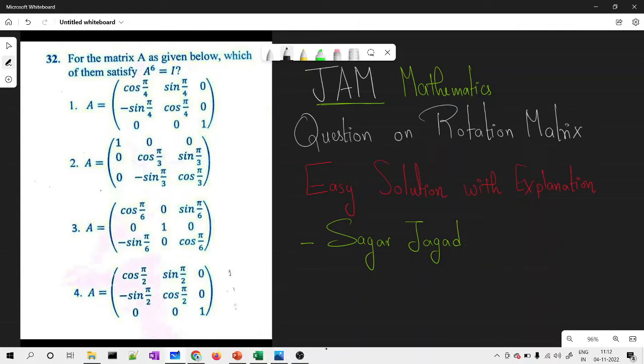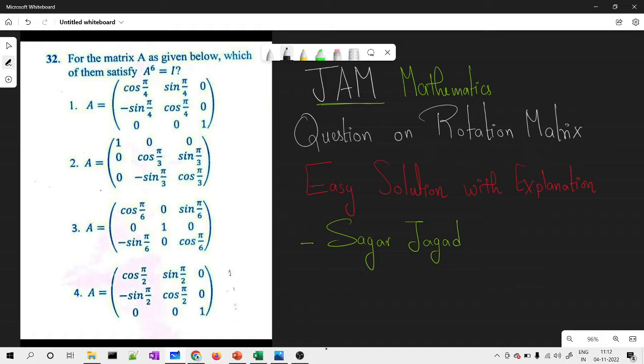In this video, we'll be looking at this JAM mathematics problem. The question is: for a matrix A given that, which of the following would satisfy A raised to 6, A to the power 6, is an identity matrix. They have given 4 options in the question.